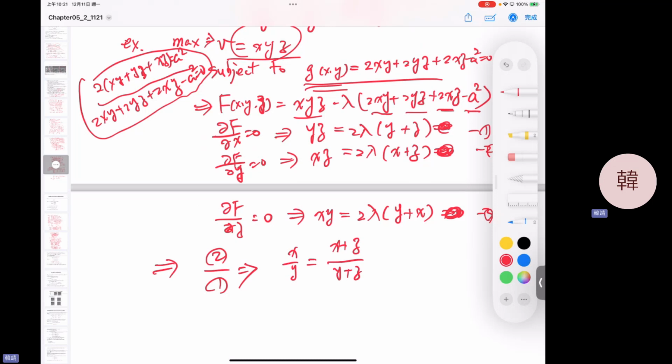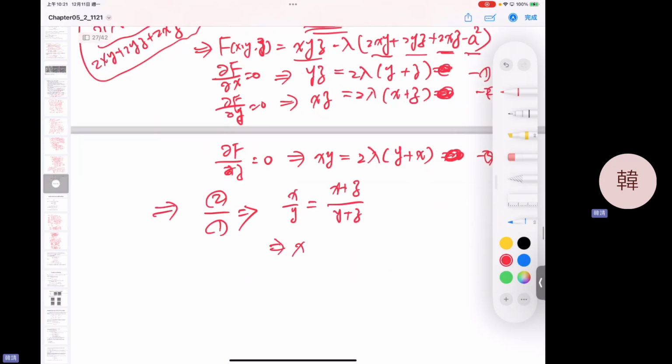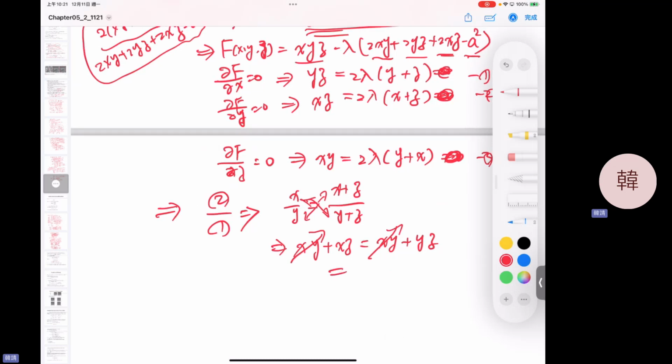Okay, so for this equation, we can do xy cross multiplication. You can multiply both sides, so you can derive xy plus xz equal to xy plus yz. From here you can see xy cancels out, and xz equals yz, because xyz cannot be 0, right? It's the edge of the box. So what's the result? The result tells us x should be equal to y from these 2 equations.